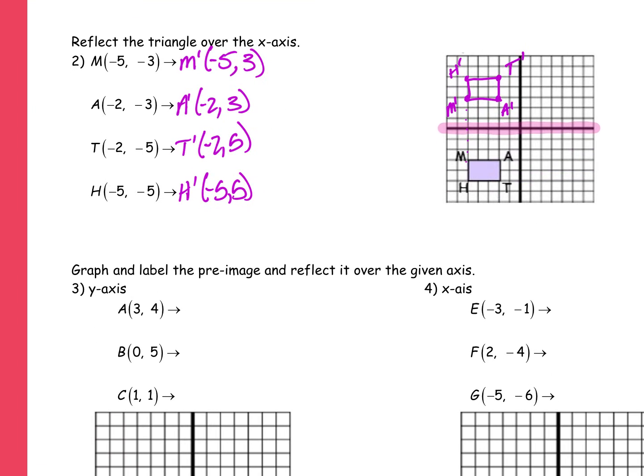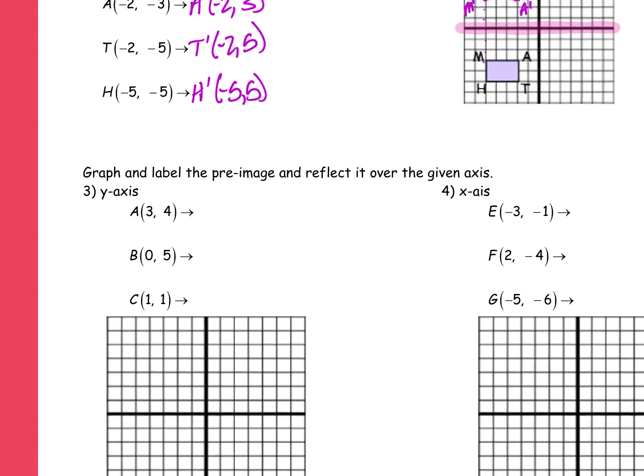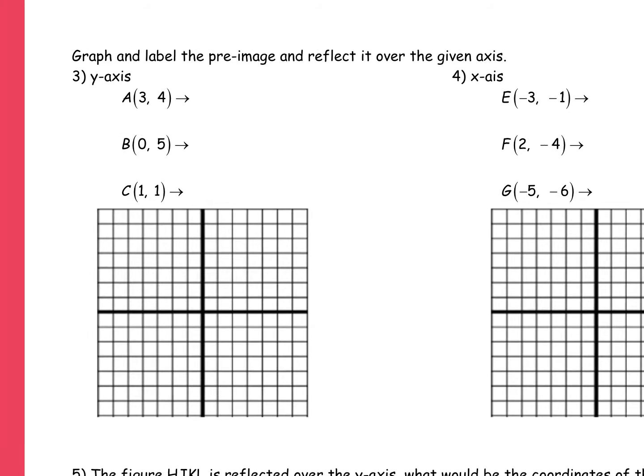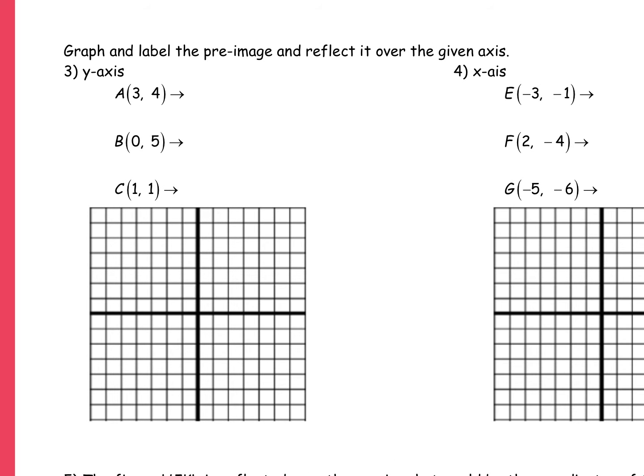Okay. So now we're going to do the same thing once again. Only this time I'm going to graph and label the pre-image and reflect it over the given axes. So I'm going to graph the pre-image. We're going to graph the image, right? We're going to do the same thing. We kind of did the same thing last time with last notes, only it was translations instead of reflections. So I'm going to graph it first.